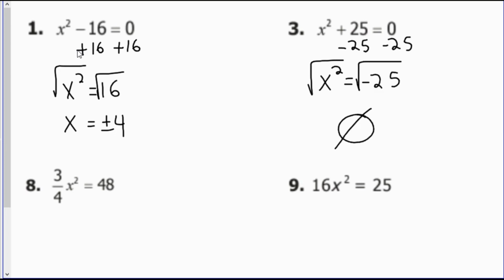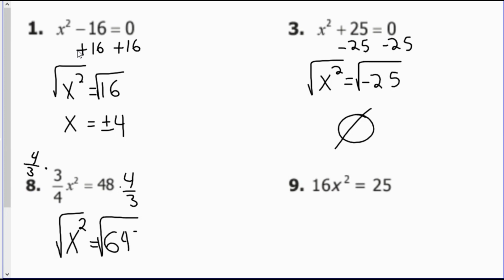Looking at number 8, I have 3/4 x squared is equal to 48. Here I have a fraction multiplied by my x squared, so I want to use the reciprocal to get rid of my fraction, so I'll multiply by 4/3. Multiplying 48 by 4/3, I'll get x squared is equal to 64. Now again, taking the square root of my x squared, the square root of 64 is plus or minus 8.